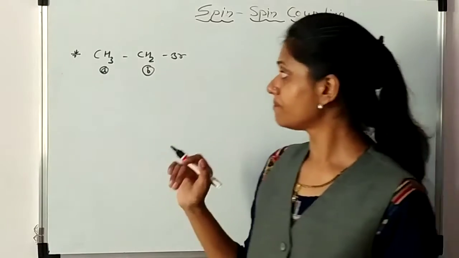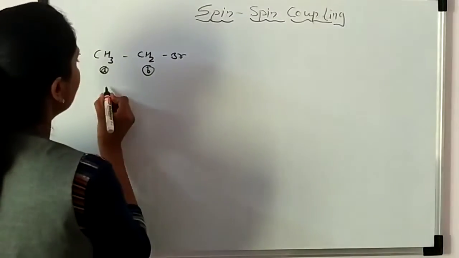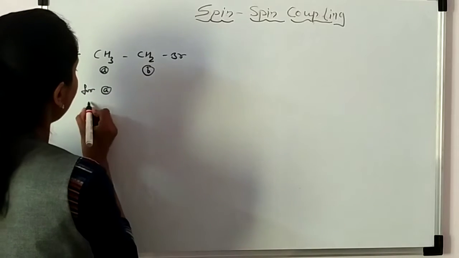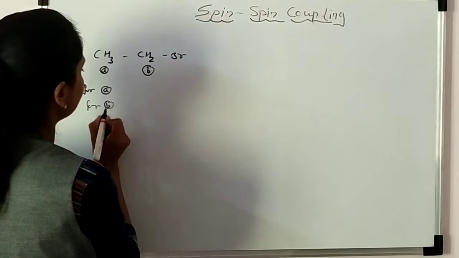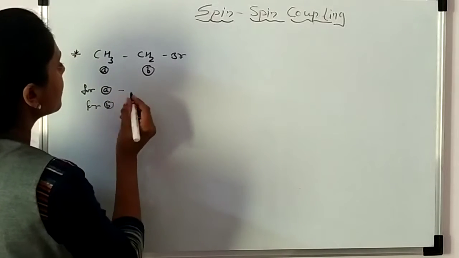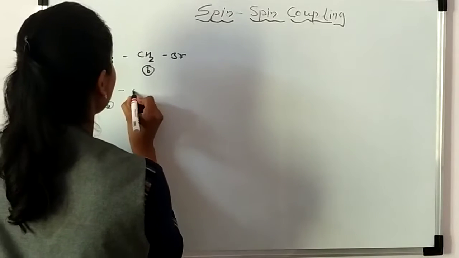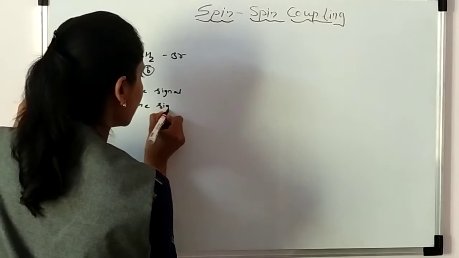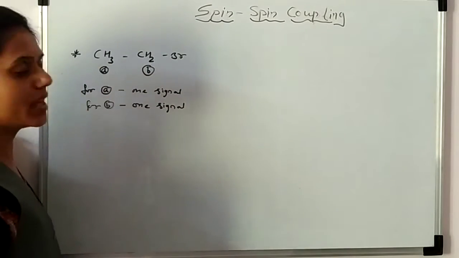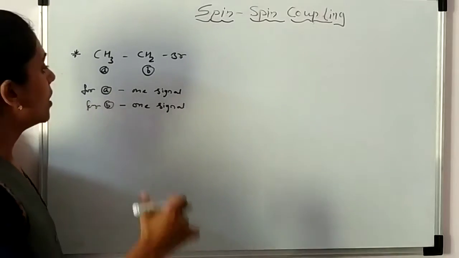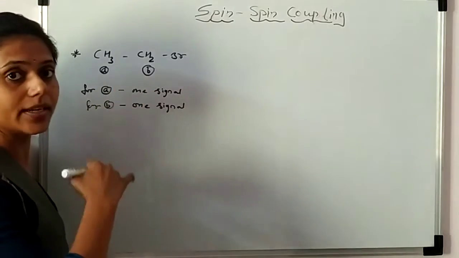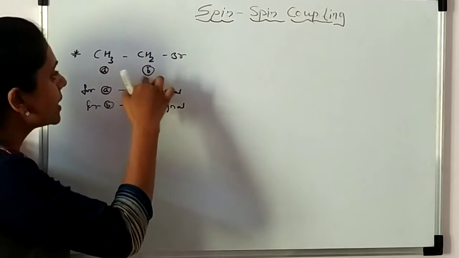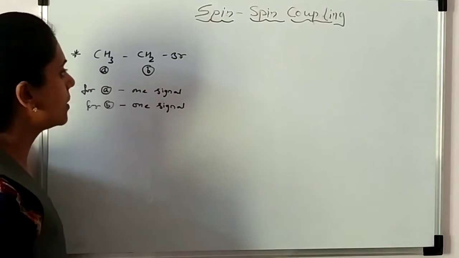In this case, we obtain 2 signals, one for A and one for B. Here A gives one signal and B gives one signal. That means we have obtained 2 signals here. Now we studied the 4 points: number of signals, then position of signal, where these signals are in the NMR spectrum we obtained.